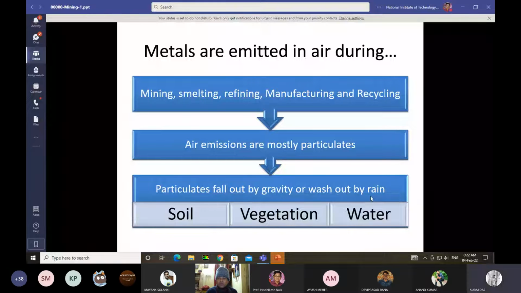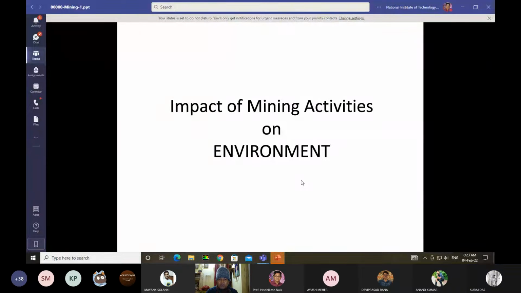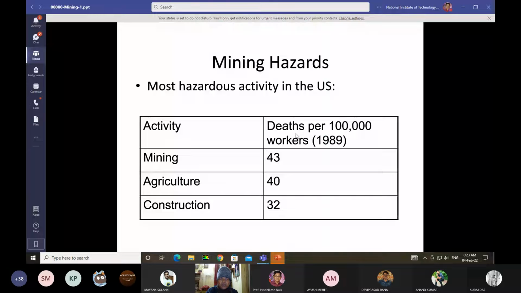Whenever you go for surface mining, there is a lot of impact on the environment. Your water environment and air environment are going to be affected and polluted. So this is the impact of mining activities on the environment. The mining hazards are mostly because of the mining activities. The most hazardous activity in the US is mining.